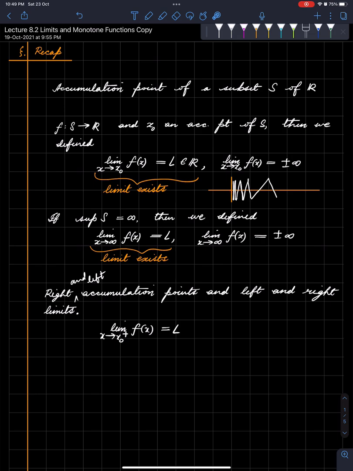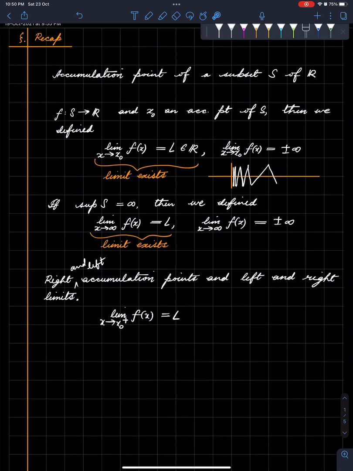Then we defined the notion of this kind of limit where you're approaching infinity and not a real number. Suppose S is unbounded, meaning this happens. Then if there is a real number such that we can write this equality, and we defined what this means last time, we say the limit exists. If not, then the limit does not exist, and so on.